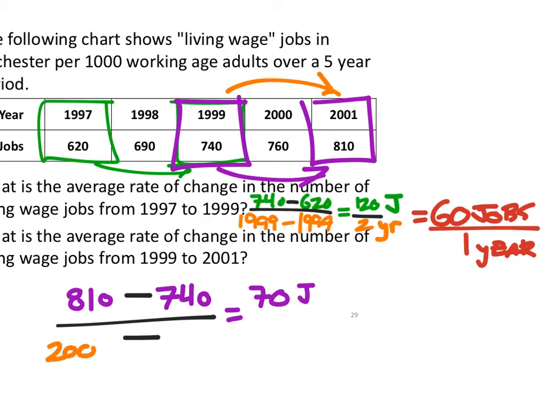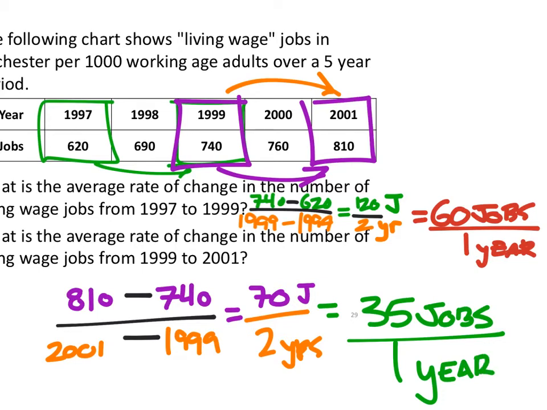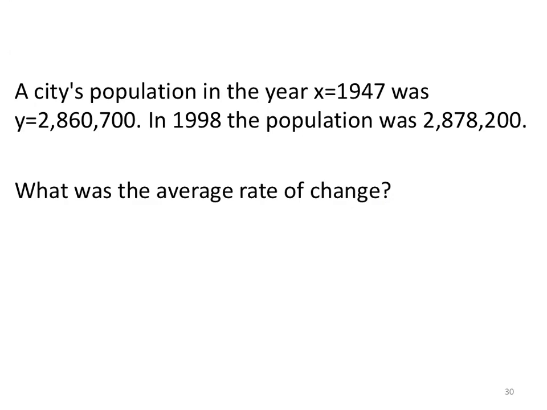From 1999 to 2001, which is in 2 years. Simplifying that, of course, we get 35 jobs per year. And again, I'm showing the 1 right there just because it's a little bit more specific. And again, did it happen to 35 jobs per year? No, it didn't. Which again is why statistics can be very manipulative.